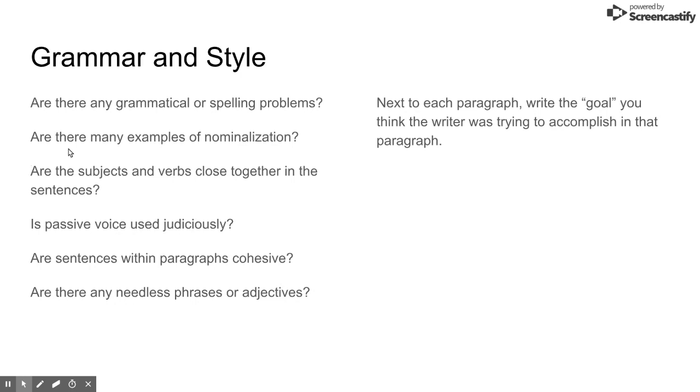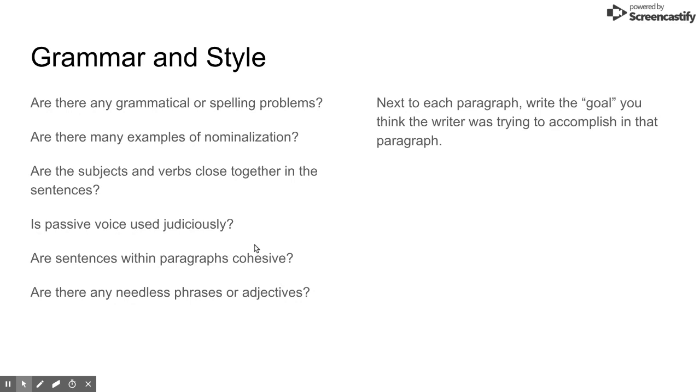Are there any examples of nominalization? That's taking a verb like to investigate and making it a noun, like perform an investigation. So, waste of space. Are there subjects and verbs close together in the sentence? You want the subject to be closely followed by its verb. Is passive voice used judiciously? Hopefully, their writing is filled with active voice.